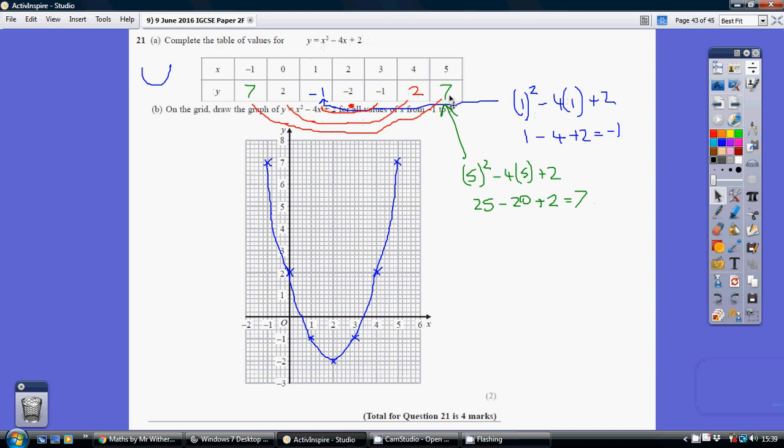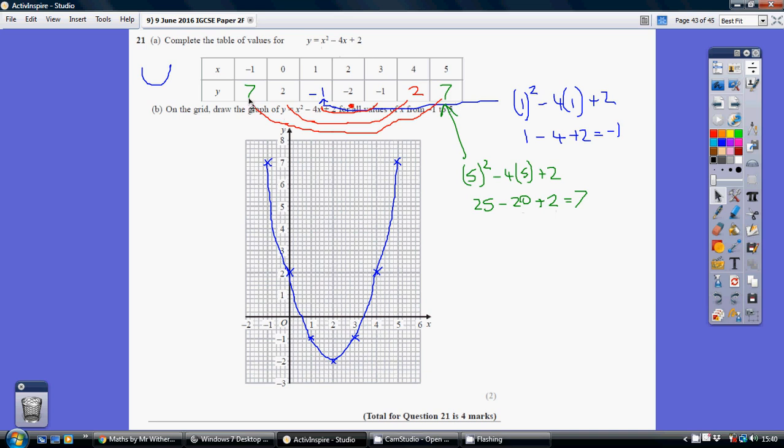So I'm going to choose to work out this value over here when x is 5. So 5 squared minus 4 lots of 5 add 2, which is 25 minus 20 add 2, which is 7. And can you see, just by symmetry this must also be 7, but I'll prove that to you. Minus 1 squared is plus 1. Minus 4 times minus 1 is plus 4. So we've got 1 plus 4 plus 2, which is also 7, like I knew it would be.